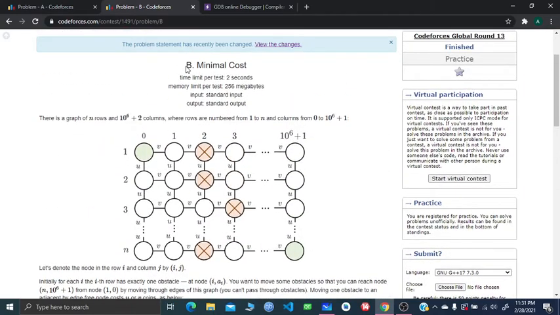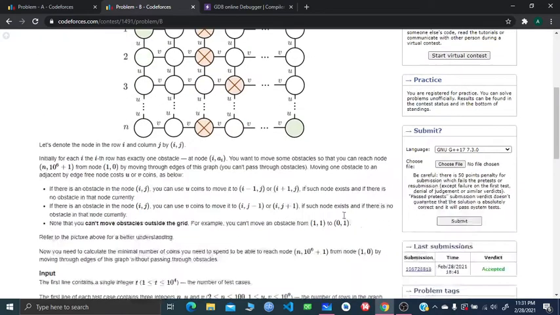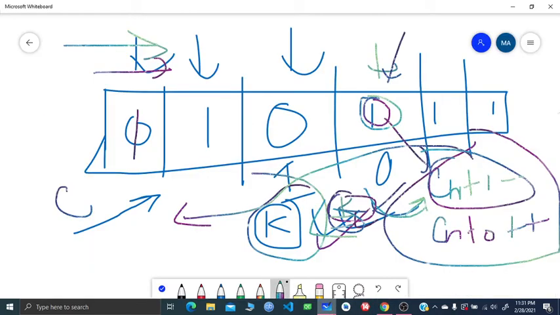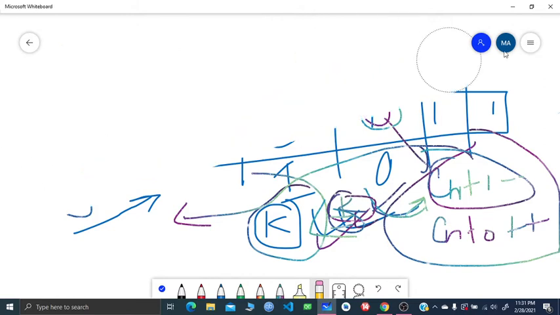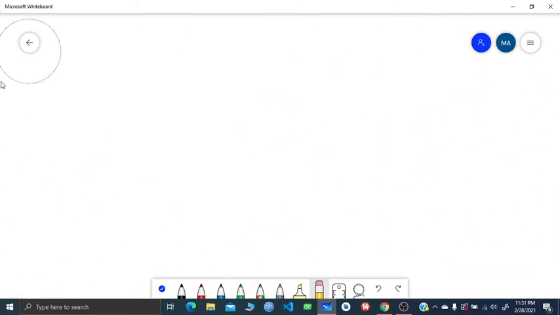It is about minimal cost. In this problem, I will show you how to solve it. I didn't give much attention to the constraints. You should give attention to it when you do a contest.